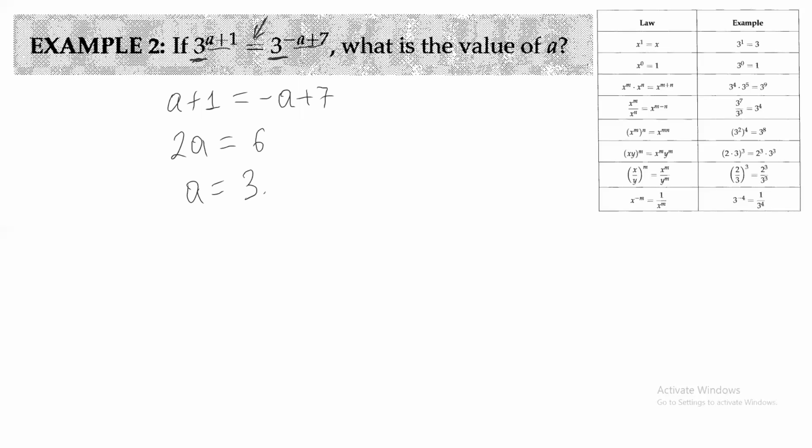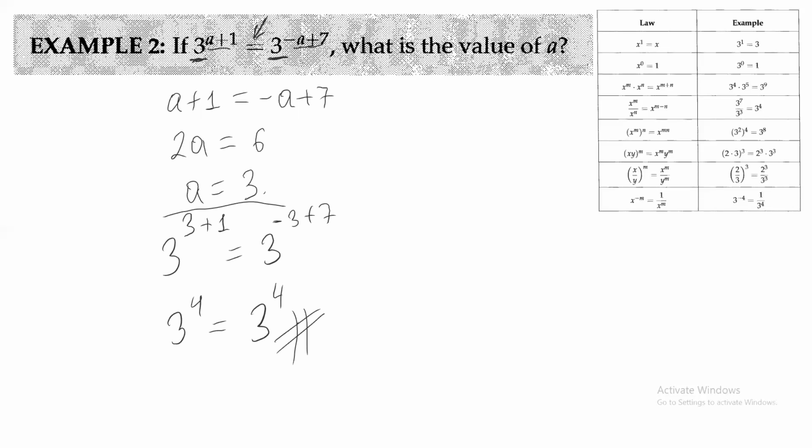Let's check if it's true. It will be 3 to the power of, instead of a, we'll put 3 plus 1, and 3 to the power of minus, instead of a, we'll just plug in 3 plus 7. It will be 3 to the power of 4 is equal to 3 to the power of minus 3 plus 7, which is 4. So it is correct.